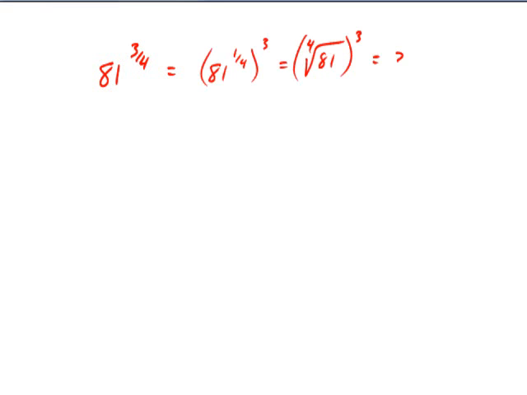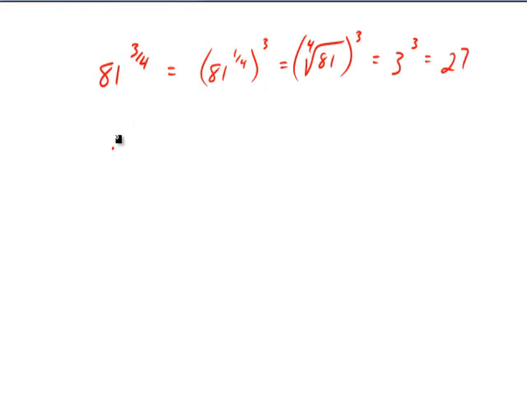For a practice problem, try this. 81 to the 3/4. Pause the video and come back when you want to check your answer. We can write this as 81 to the 1/4 power all cubed, or the fourth root of 81, quantity cubed. Fourth root of 81 is 3, so we have 3 cubed, which is 27.